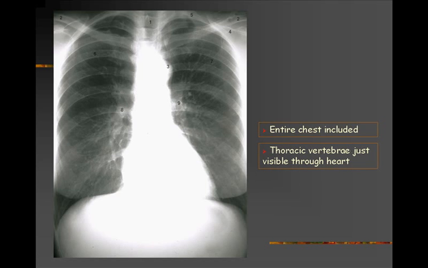A second point to be noted is the exposure. A good guide for this is the visibility of the thoracic vertebra through the heart shadow. The thoracic vertebra should be just visible through the heart shadow. In this particular instance, the heart shadow entirely overlaps and covers the thoracic vertebra. This exposure is not correct.